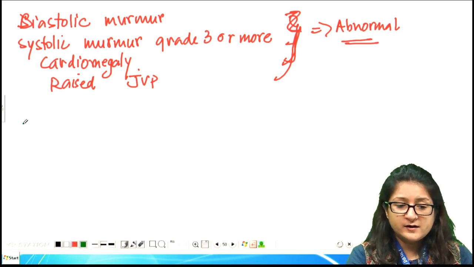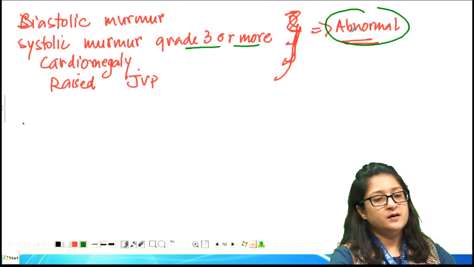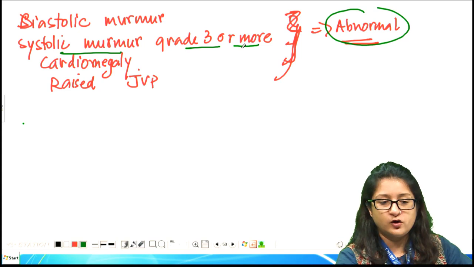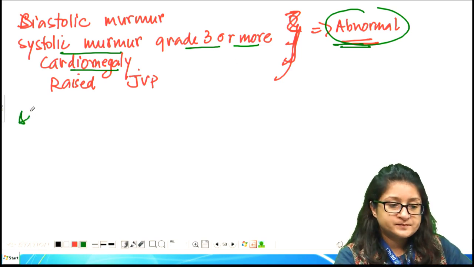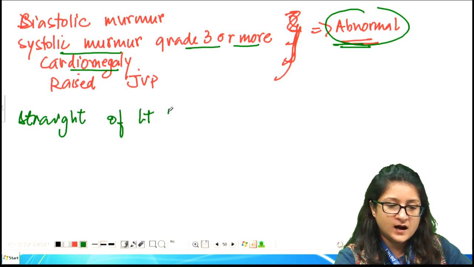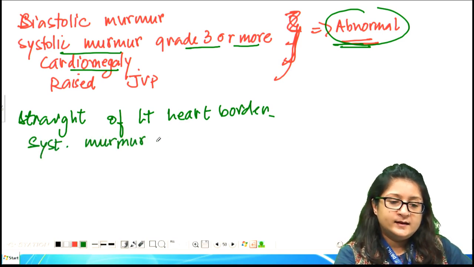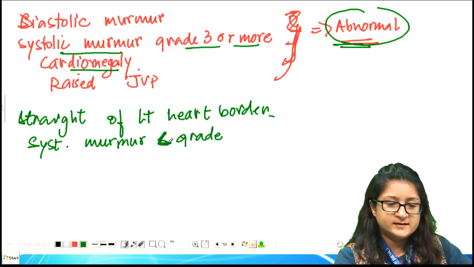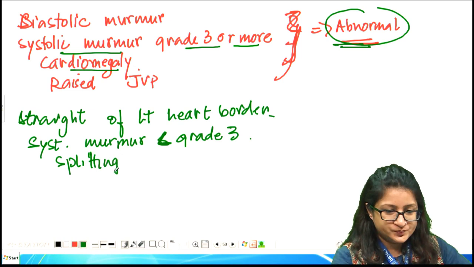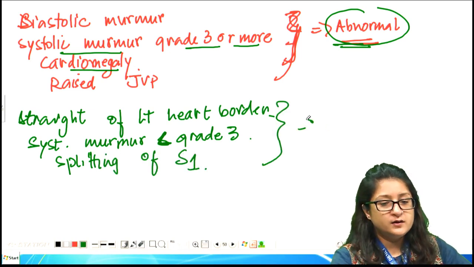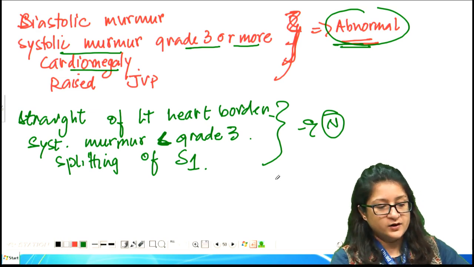So a systolic murmur which is grade 3 or more is definitely abnormal. Normally there can be a systolic murmur which is grade 1 or 2, that can be a normal pregnancy finding. But a systolic murmur of grade 3 or more is definitely abnormal. Cardiomegaly is definitely abnormal. Straightening of the left heart border, a systolic murmur less than grade 3, and splitting of S1 can be normal findings. So this is what is important to remember about the cardiovascular changes.